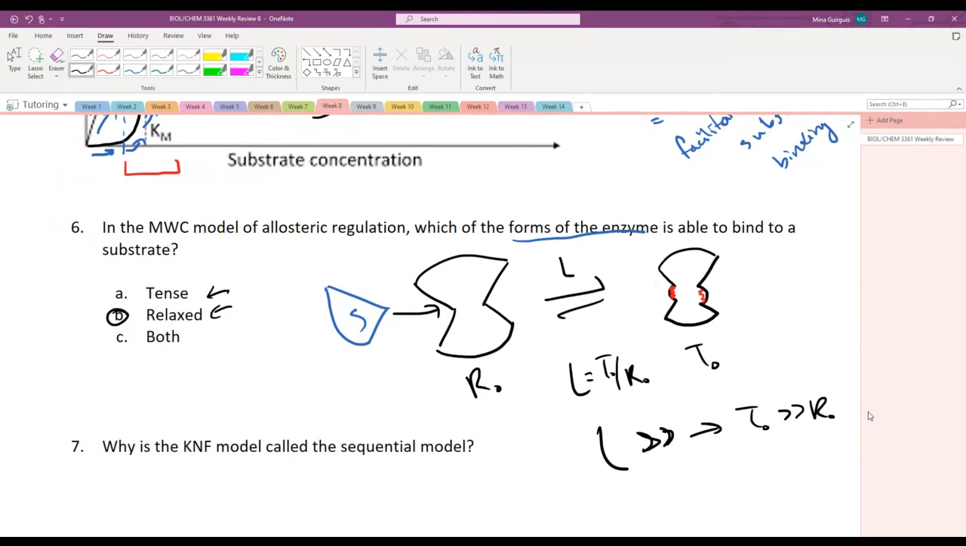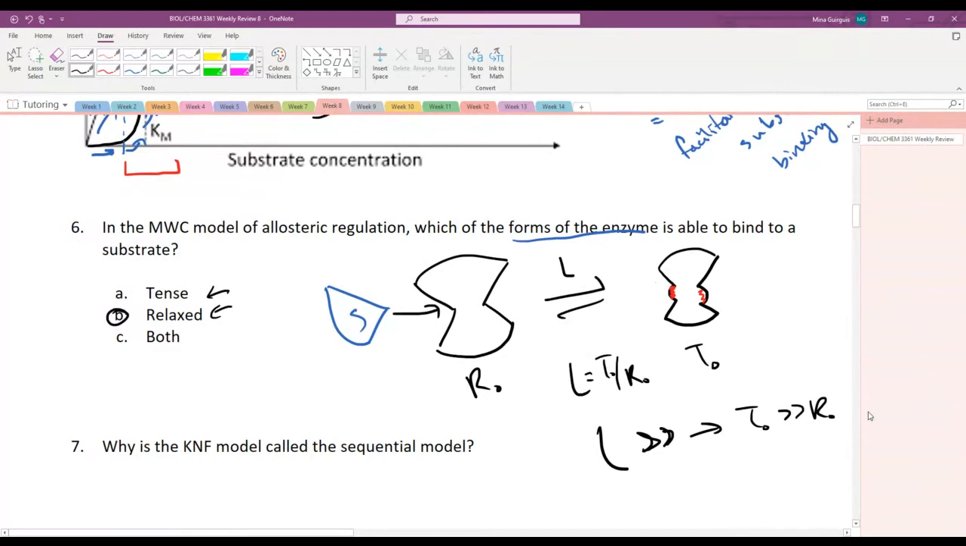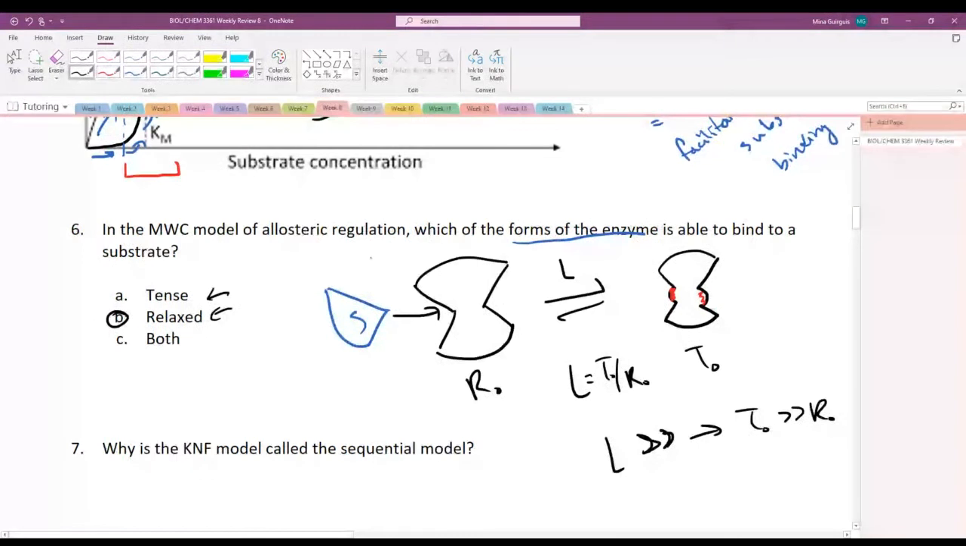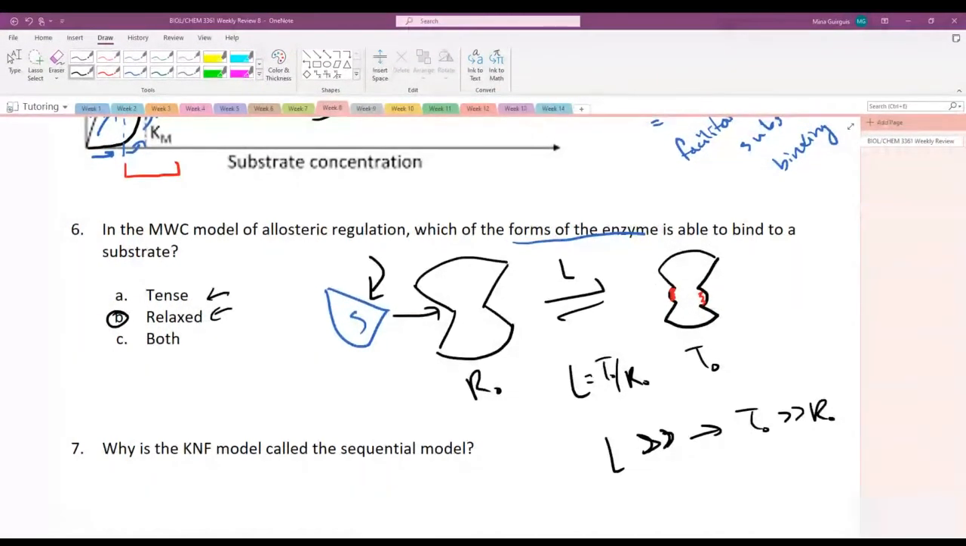So let's think about what that means. Enzymes tend to exist in their tense state according to the MWC model. This is not according to reality. I'm sure people have done research on it, but this is not something that we're saying as gospel fact. We're saying the model is suggesting that the tense state is the state that they're most often in, but that the substrate has a higher affinity for the relaxed state, of which there's less. In other words, the substrate binds with a higher affinity to the less abundant form of the enzyme.